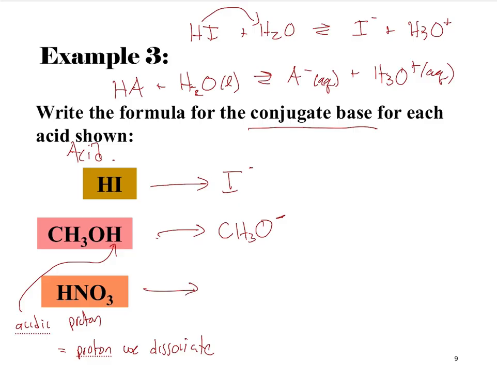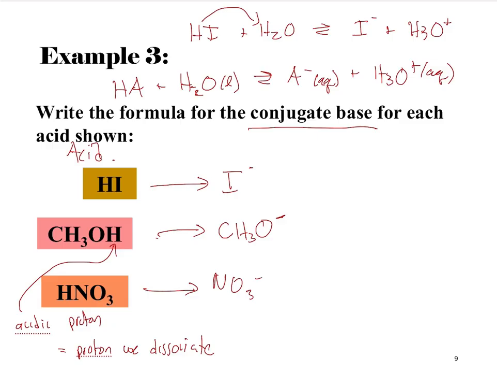What about the last one? It's going to be nitric acid. We only have one proton here. That's going to be our acidic proton. What should the conjugate base for nitric acid be? NO3 minus, right? Because we lost the positive charge from the proton, what's left over is a polyatomic ion. That's our nitrate ion, if you guys remember.